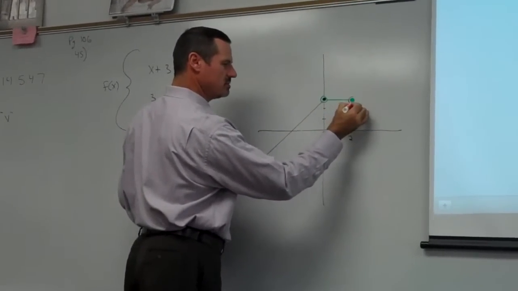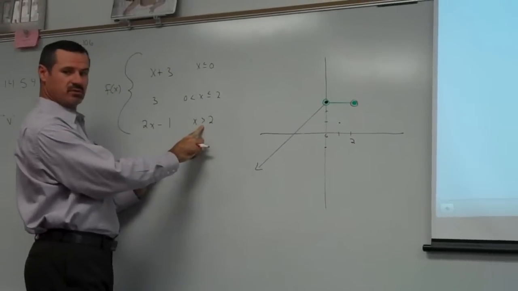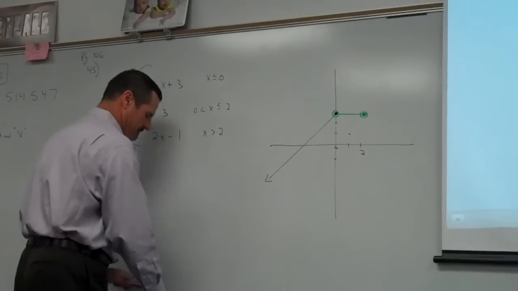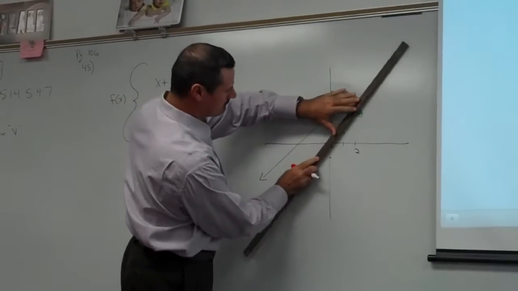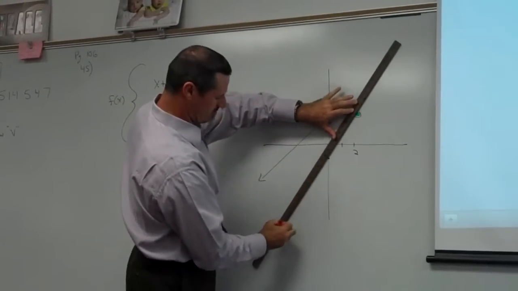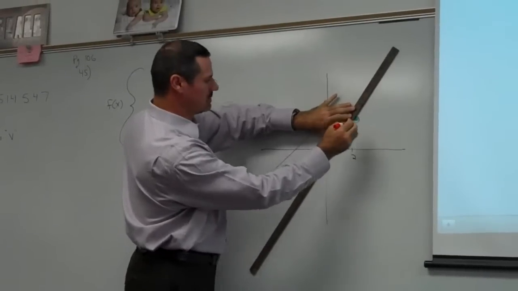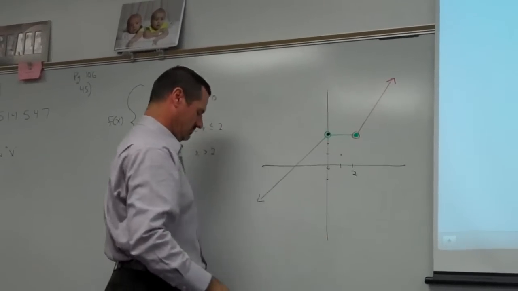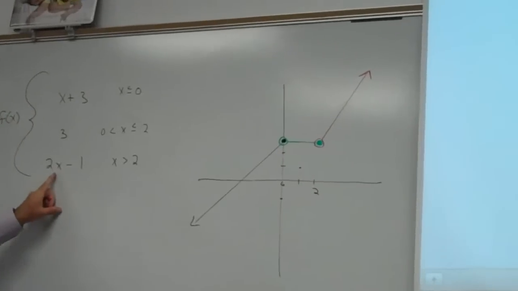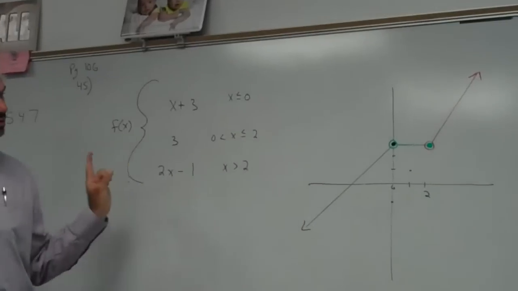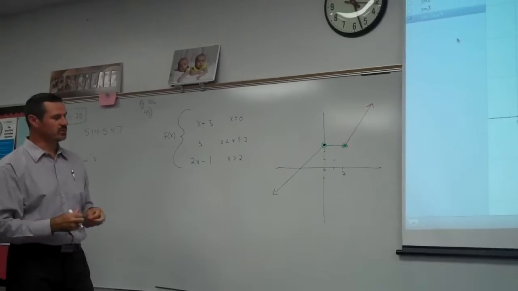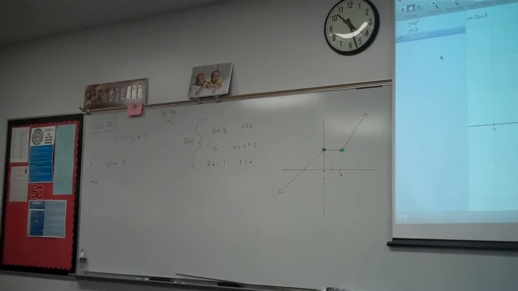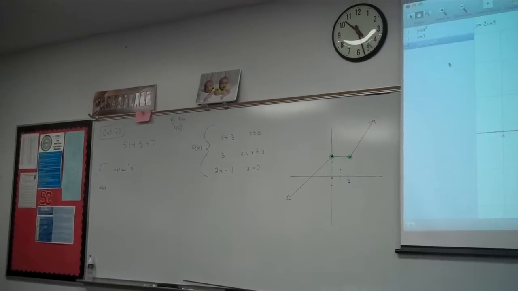So, open circle. Right, open circle because it doesn't include 2. Now, I don't put this part in. I start from right there and head that way. That's the line 2x minus 1, where x is greater than 2, not including 2. And that's what my graph would look like. Okay, now this one happened to all line up. They don't necessarily have to.